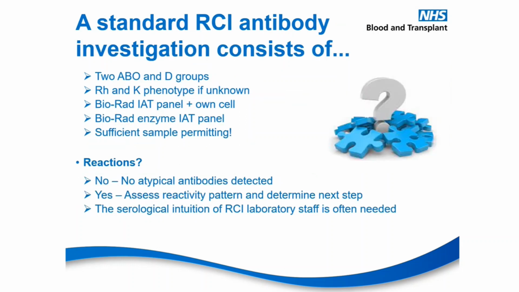So a standard RCI investigation, an antibody investigation, consists of two ABO and RHD groups, a full RH and K phenotype, if this is already unknown, if this is the first time we see the referral, a Bio-Rad IAT panel plus an own cell, a Bio-Rad enzyme IAT panel, and this is obviously sample permitting. So long as we receive sufficient sample, we can perform all of those investigations. Dependent on reactions obtained, if there aren't any reactions obtained, then no atypical antibodies detected.